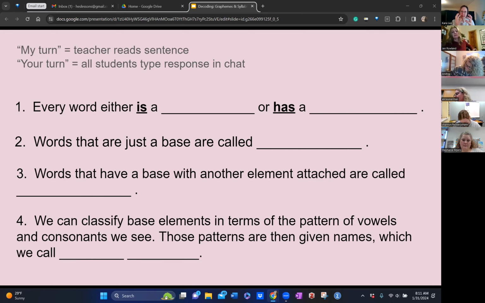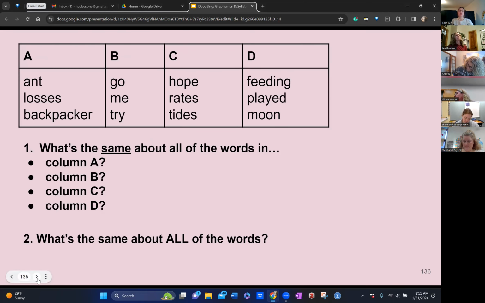Any base we can classify as a certain syllable type by looking at the letters in the base. We have to be looking at a word, a base, to know what syllable type it is. We do not know that just based on how it sounds. Okay. All right. Great job.